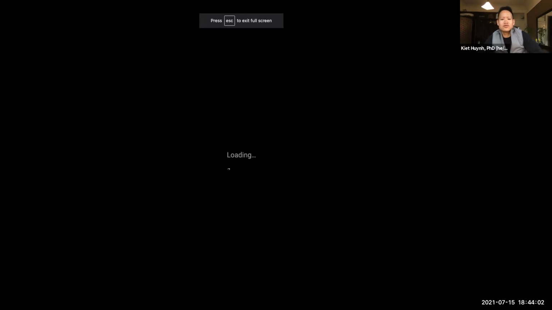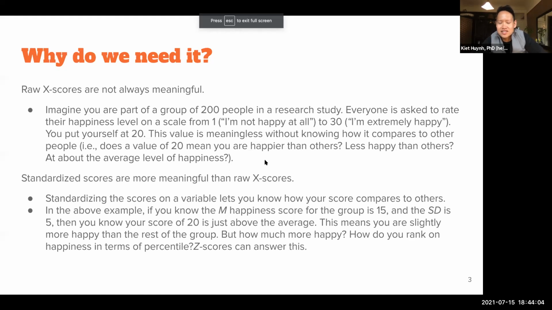So does the value of 20 mean that you're happier than the other people in this 200 people study? Does it mean you're less happy? Does it mean you're about average level of happiness? You don't know. You can't answer these questions with just the x-scores alone. That's why it's important to standardize the x-score.